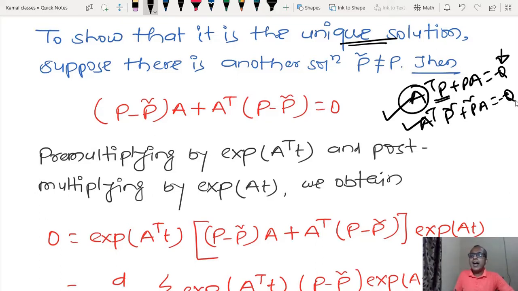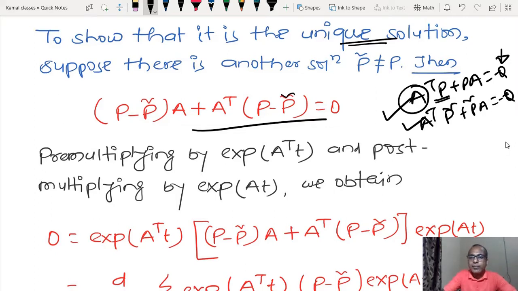Due to that reason, I have written two matrix equations, and after that I have subtracted one from another, and Q minus Q, after putting the negative sign, you can see that I have this kind of expression. Now I am going to multiply this matrix equation. I have to solve it, and I have to show that P equals P tilde.